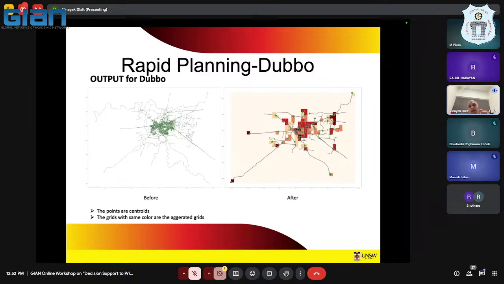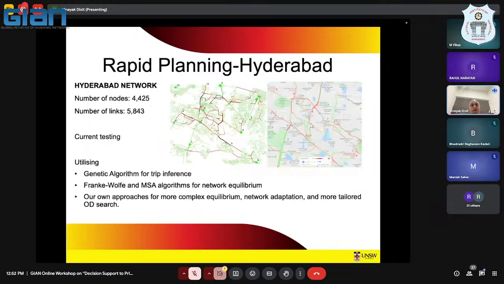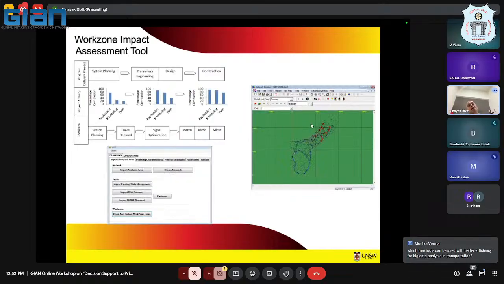So from that, we can actually estimate origin destination of different regions. We have done that for Hyderabad. You can do that for different regions. And once you do that, you can use it for modeling, because that is one of the pieces of the puzzle, around mode choice, but also around the OD matrices.